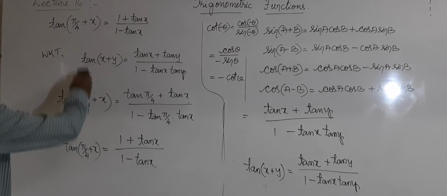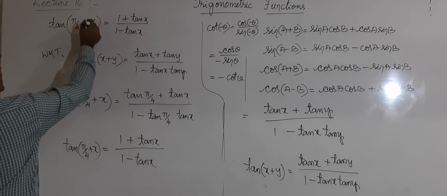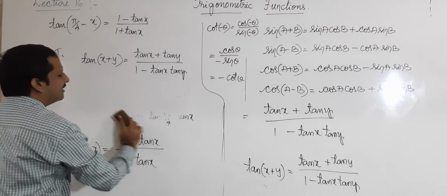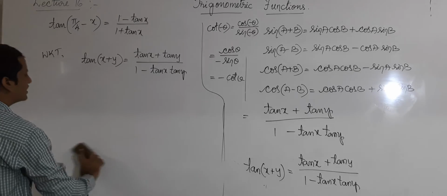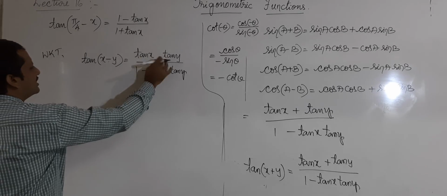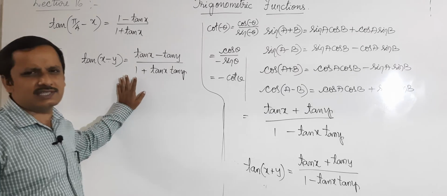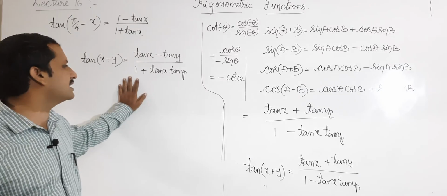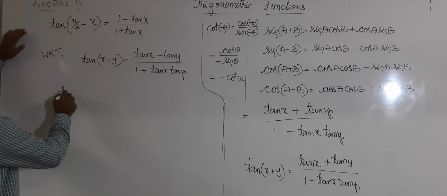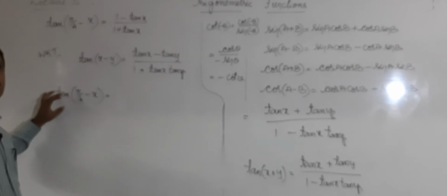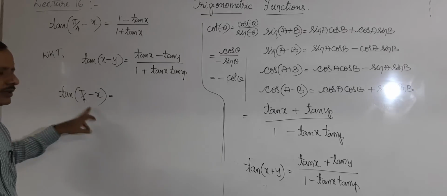Next, one more formula, that is tan of pi by 4 minus x, it will be equal to 1 minus tan x divided by 1 plus tan x. Now we know this formula: tan of x minus y is equal to tan x minus tan y divided by 1 plus tan x tan y. So I am using this formula here for tan of pi by 4 minus x. In place of x, I have to substitute pi by 4, and in place of y, I have to substitute x.